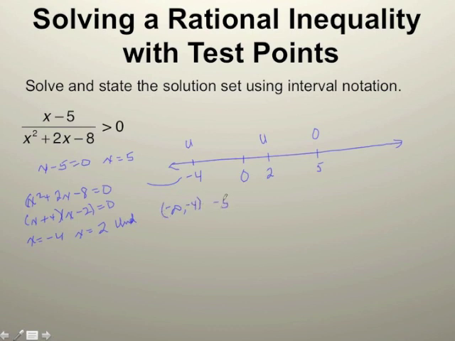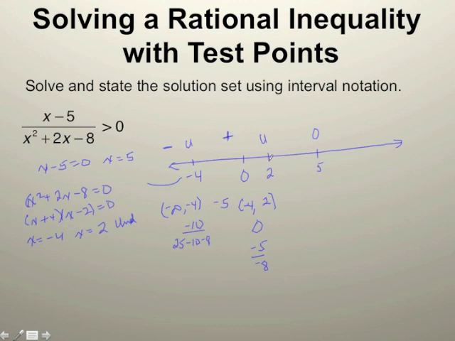So say we pick negative 5. We'll have negative 5 minus 5, so that'll be negative 10 over 25 minus 10 minus 8, so this will be negative over positive. This is going to be a negative value. Then we need something between negative 4 and 2. So let's use our typical 0. That'll give me negative 5 over negative 8, and that will be positive.